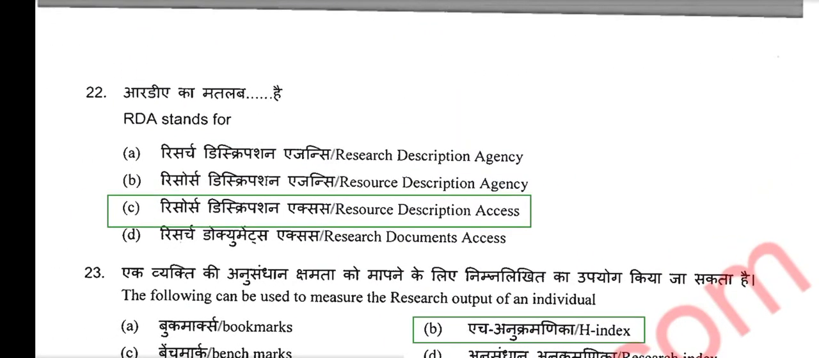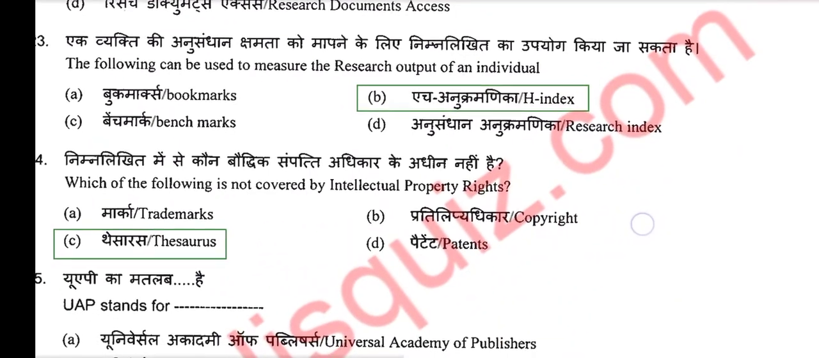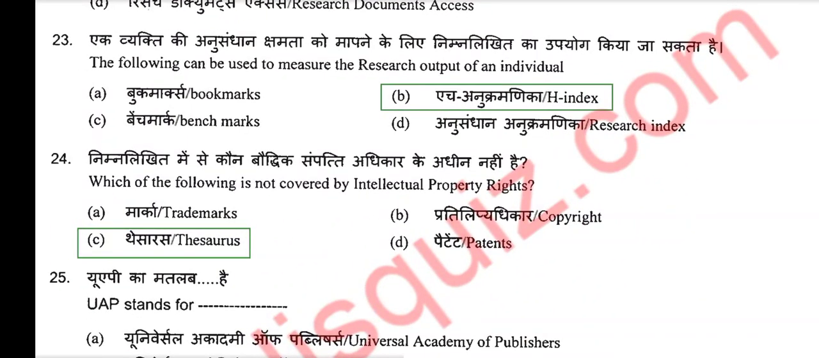Let's move to the next question, that is 22. RDA stands for Resource Description and Access. Question number 23. The following can be used to measure the research output of an individual, and the correct option is H index.